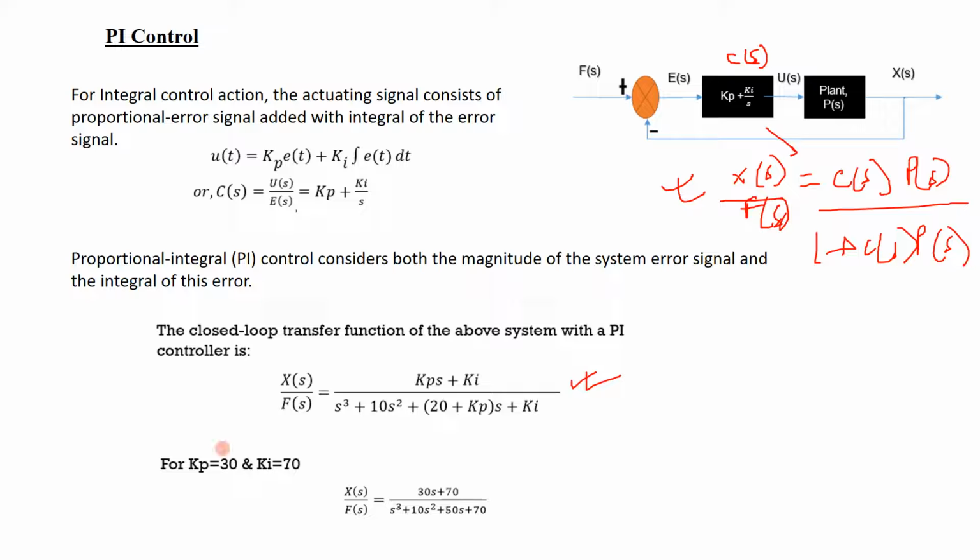Previously our forward path proportional gain was 500. Now we will reduce it to 30, since in an integral controller we don't use too much proportional gain. We will just tune it and check. So here we have replaced it with 30 and 70. The integral controller gain is 70.